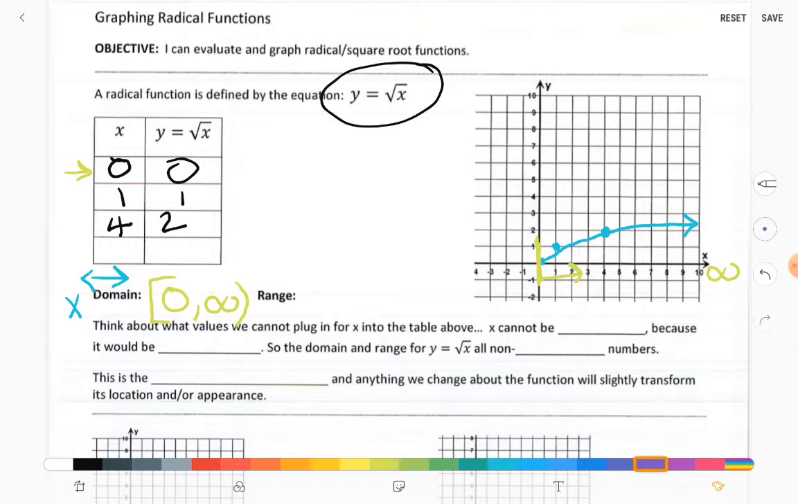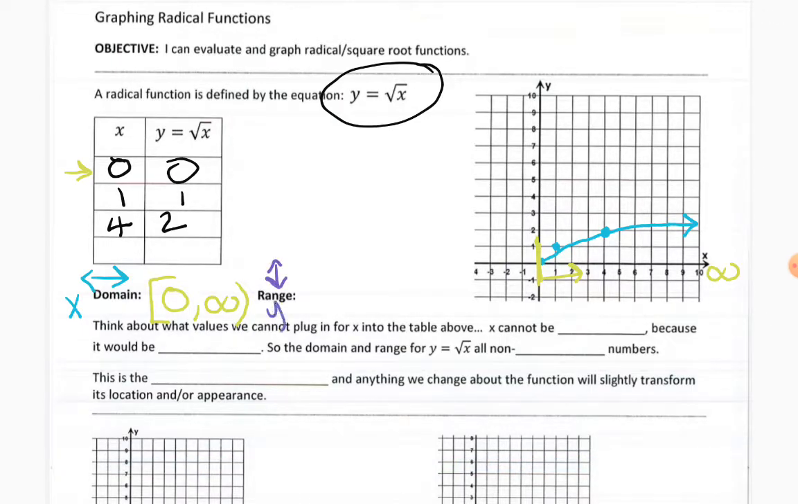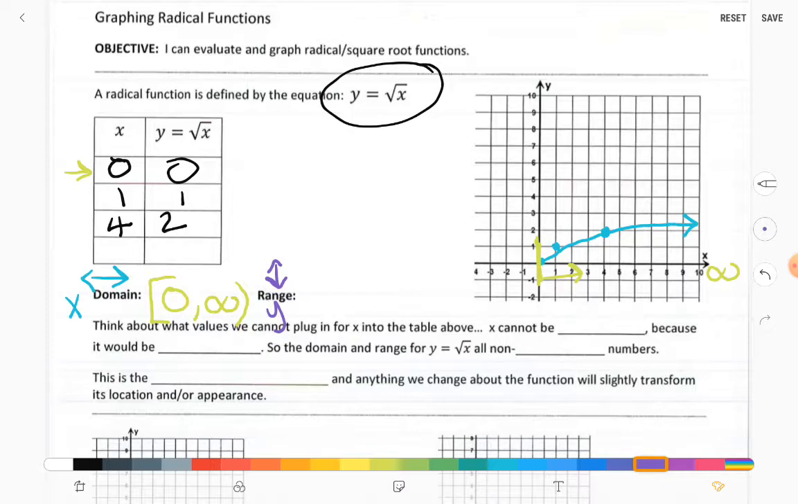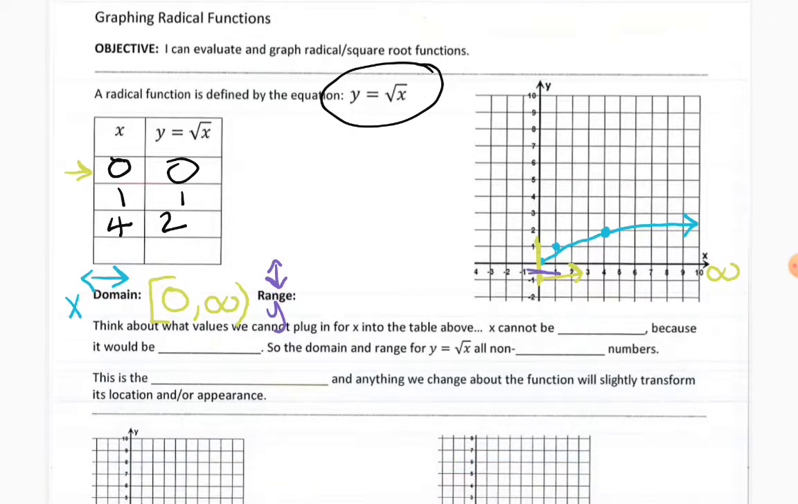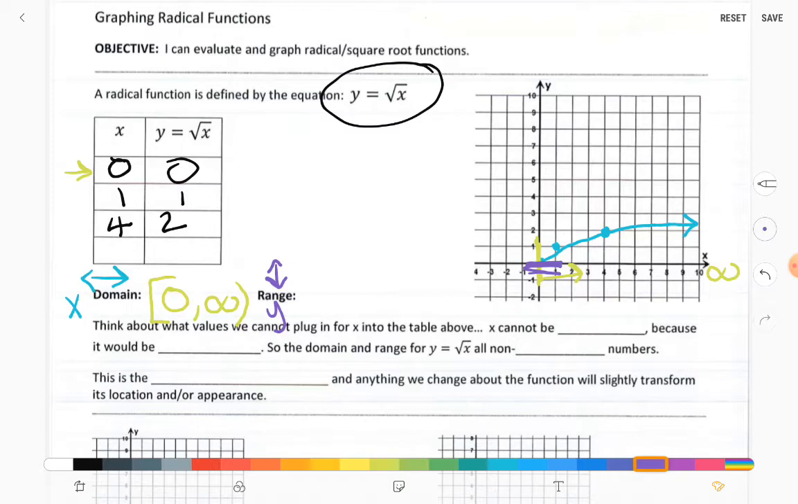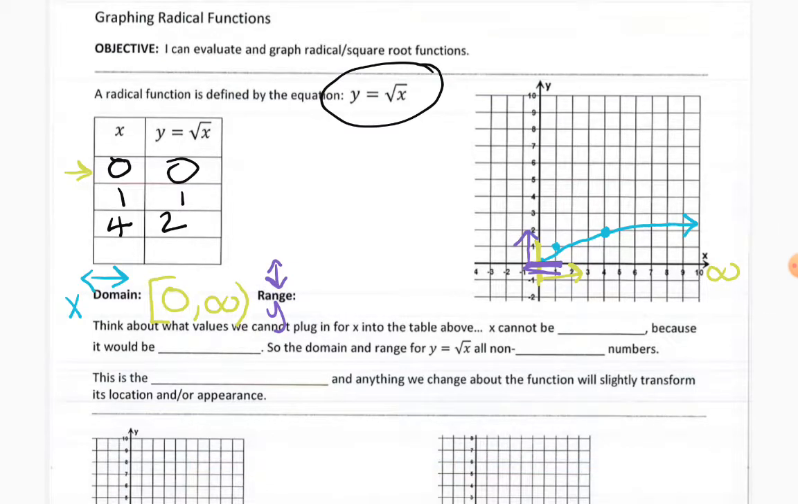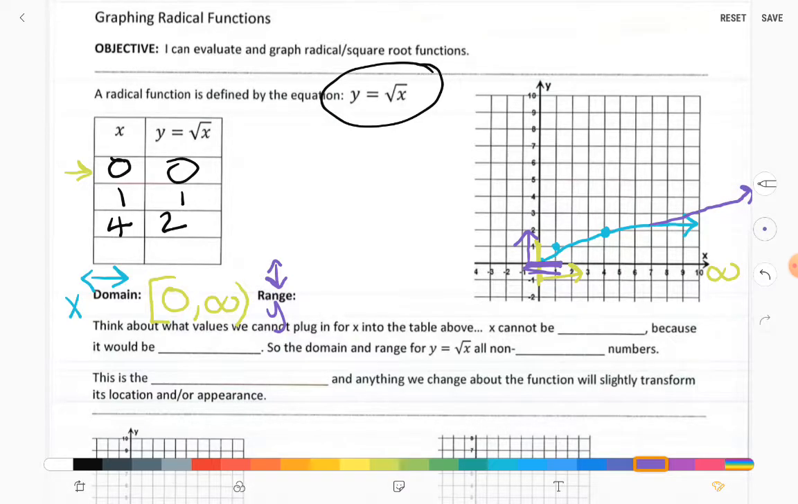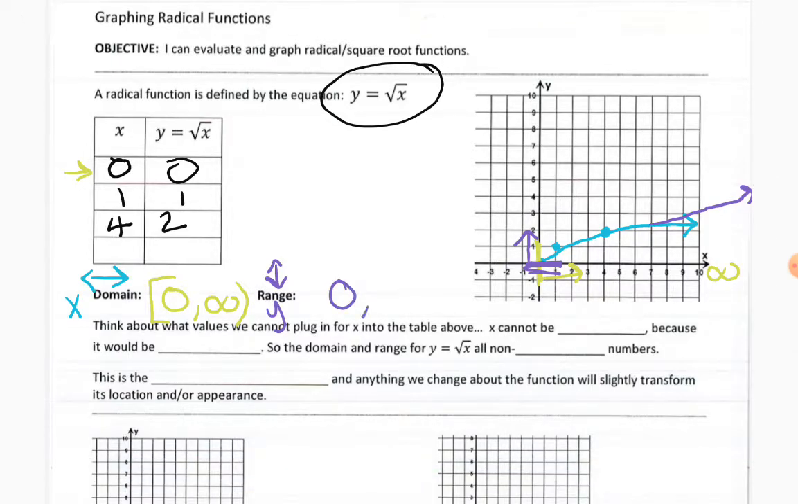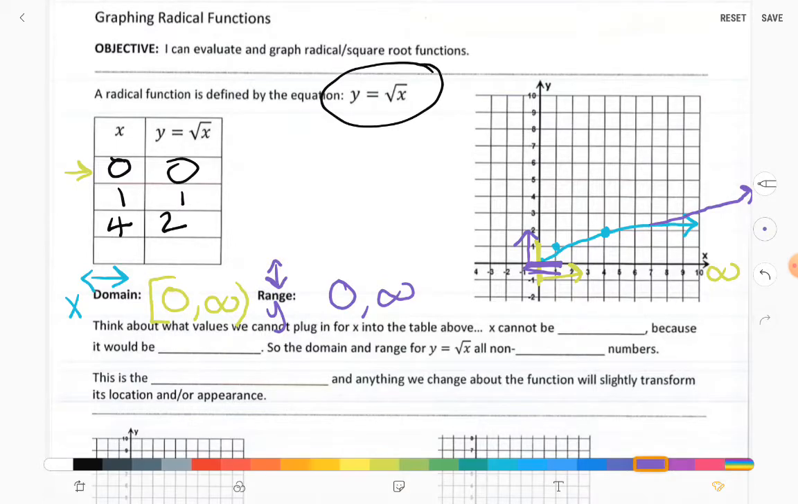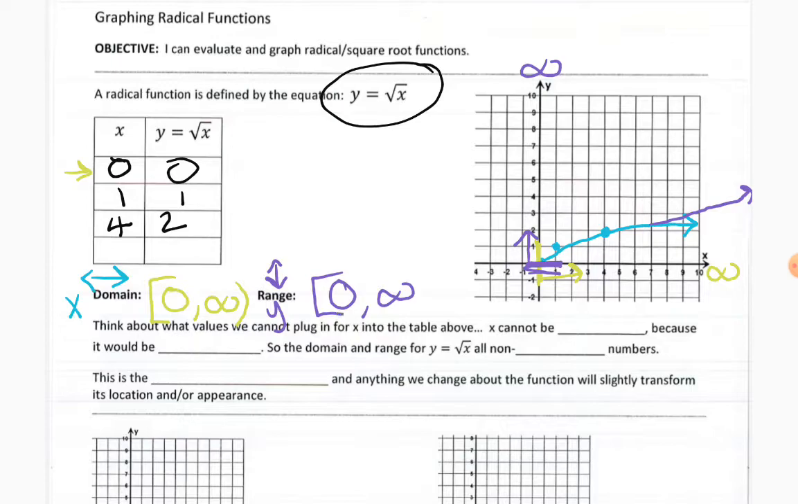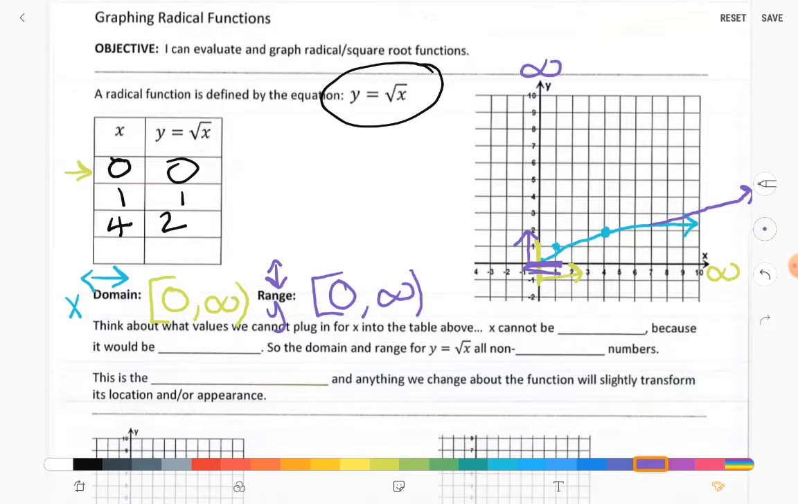With the range, remember the ranges are the y values. So again, if we look at our y-axis, we're starting at 0, and I know this is weird, but it is pointing up. This graph will continue to go up, up, up as it goes off of our grid. So again, our range is going to start at the origin. It's going to start at 0, and it's also going to go up to infinity, because remember, positive numbers go to infinity. Bracket on the 0, parenthesis on the infinity.